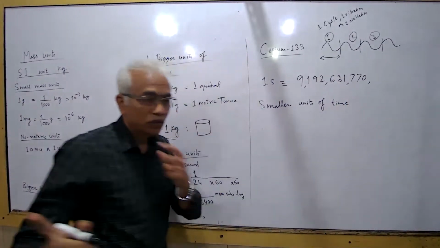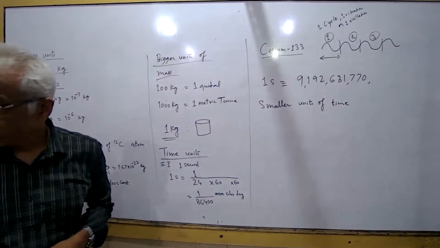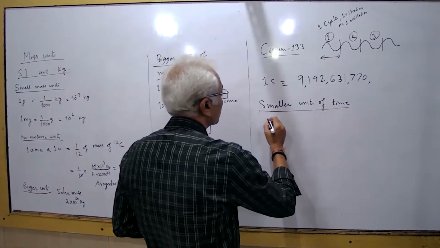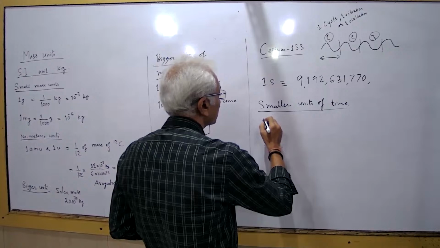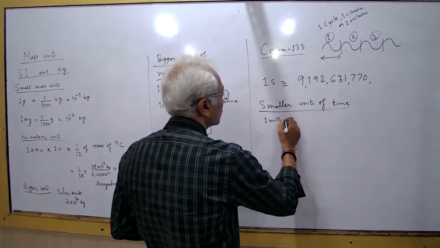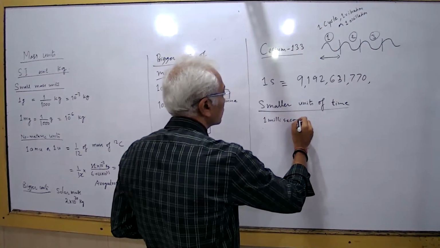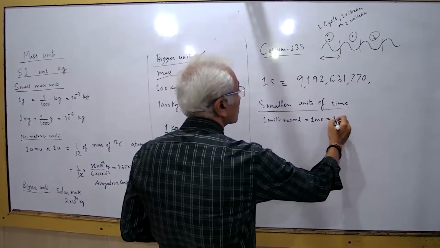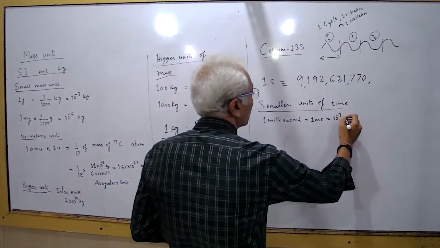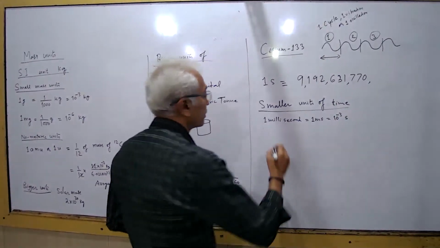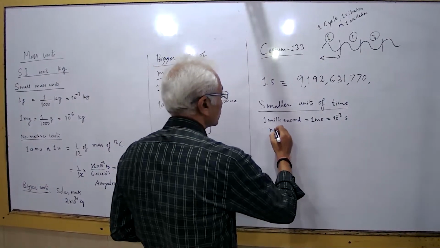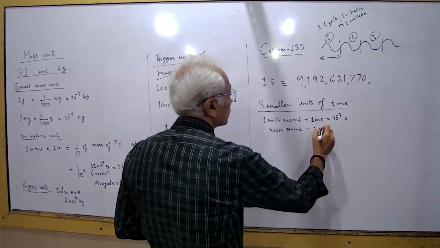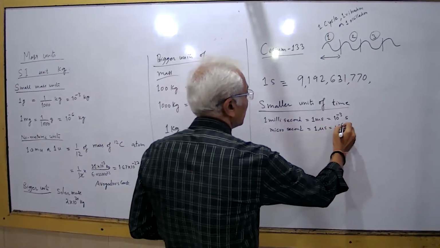I forgot to tell you one small length, nanometer. That is 10 raised to minus 9. So it will come here. So you have millisecond, which is written as 1 ms, which is 1000th part of a second. Then you have microsecond. So again, these are the familiar prefixes.